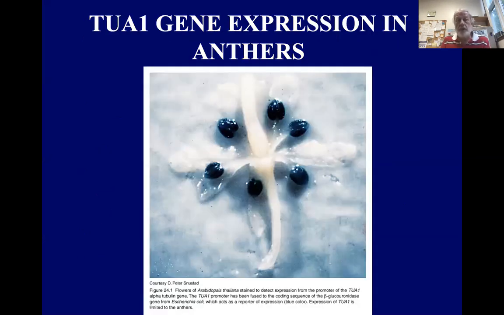And this shows the expression of TUA1 in the anthers, the male reproductive organs of the flower. You can see the rest of the flower is just unstained and white, but the anthers are dark, indicating gene expression there in that part of the plant.